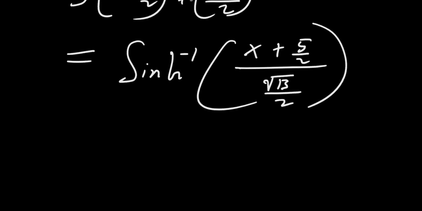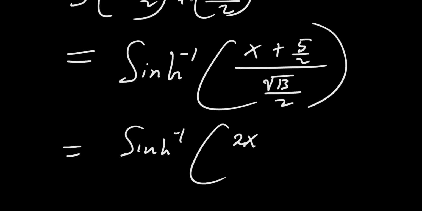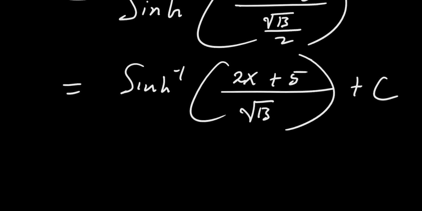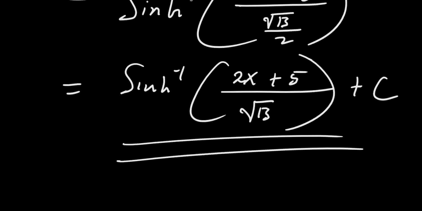multiply the numerator by 2 and also multiply the denominator by 2. So this will be equal to sine h negative 1 of: x times 2 is 2x, and 5 over 2 times 2 is 5, and the square root of 13 over 2 times 2 will give us the square root of 13. So plus c. So this is the final answer to this question, and I hope it makes some sense.